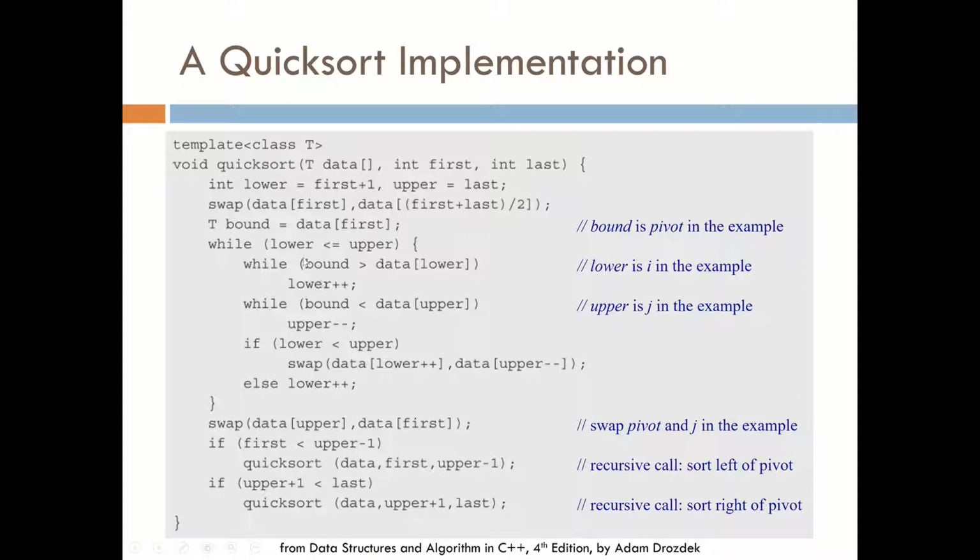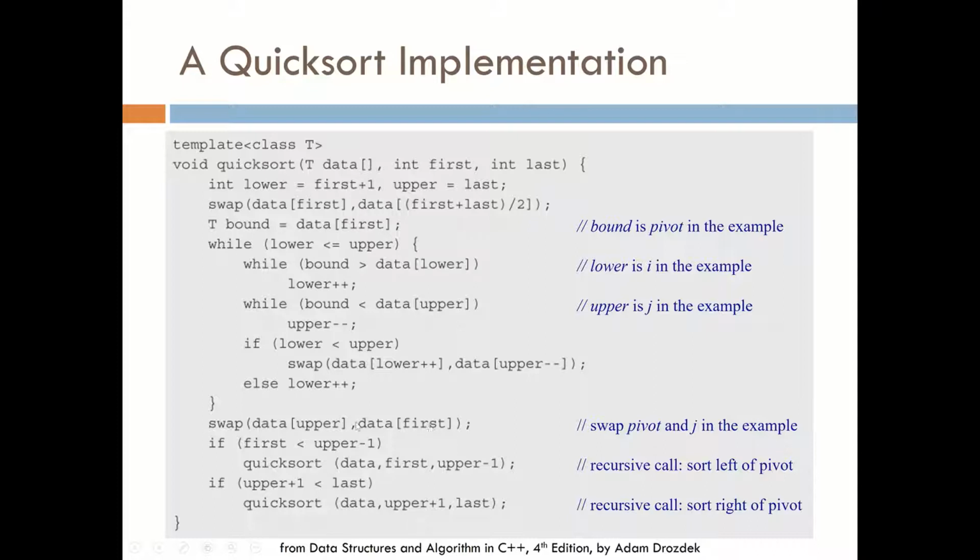When this while loop terminates, we have in essence locked in the pivot. And we do that by swapping the pivot with upper. Okay, and in my example, you see that first here is what he calls bound, so that's the pivot.